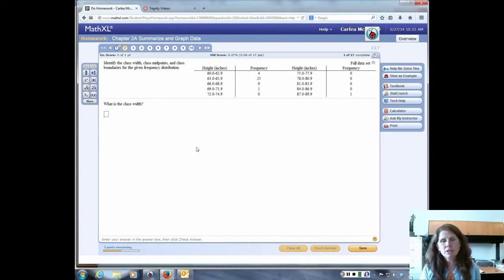And what I'm going to typically do on all your homework is show you one example and then let you figure those out for yourself. I'll show you what's different about this one, but for the class width, that's not different. You're just going to subtract to get that. For the midpoints, not different. You're going to add the two together and then divide by 2. And then you're going to add that class width on every time. But what's a little different, a little harder about this is the class boundary. So let's take a look at that.